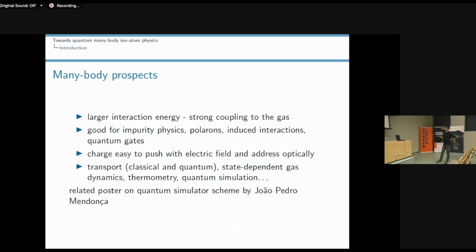Moreover, the charge of the ion is easy to control with electric field, as Tillman was showing as well. So there is a nice prospect for some transport measurements, hopefully in a strongly correlated gas with strong interactions, making connections to condensed matter physics. And even to build on that and extend the system to a lot of ions and try to do some quantum simulator with a lattice structure. And there was also a poster of my student about that.